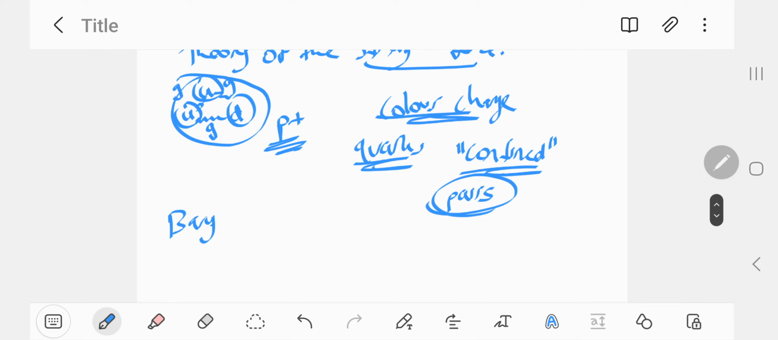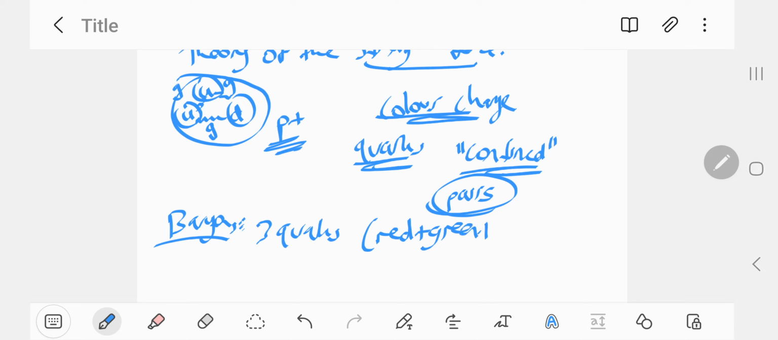So baryons are 3 quark composites, like the proton. Baryons are made of 3 quarks. Okay. The possible colors are red, green, and blue. Okay, these are the equivalent of plus or minus. When you put these colors together, you get a color neutral system.